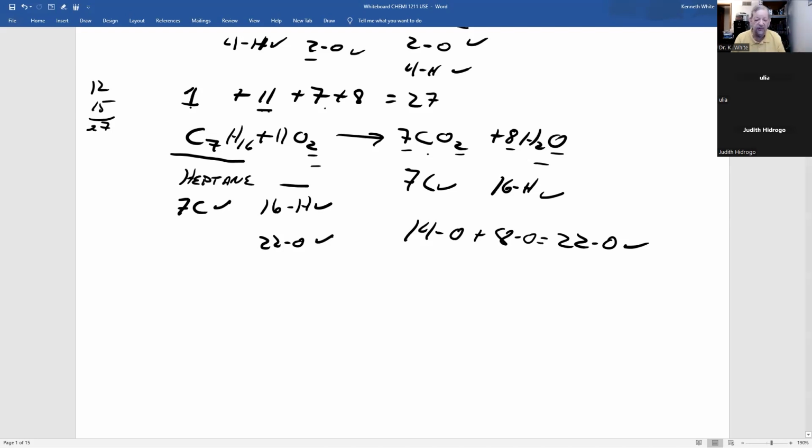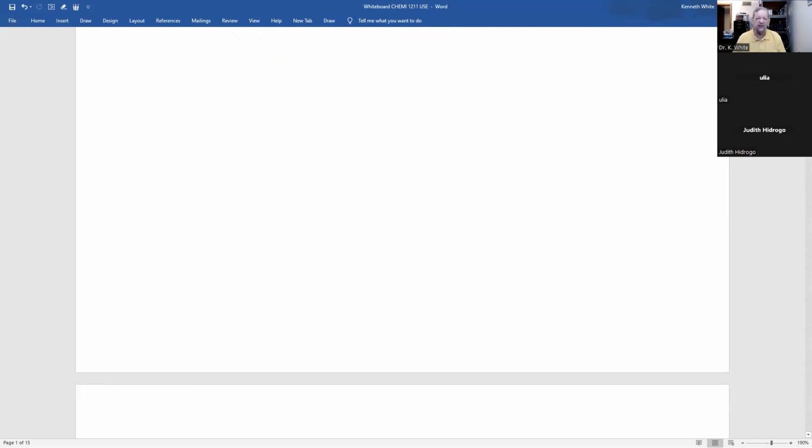Remember, when there's no coefficient, it's the number 1. So it's important. Even though right here you don't see a number, it's the number 1 when you don't see one. And that's how you do the coefficients. Now, let me just show you one more that I did yesterday.